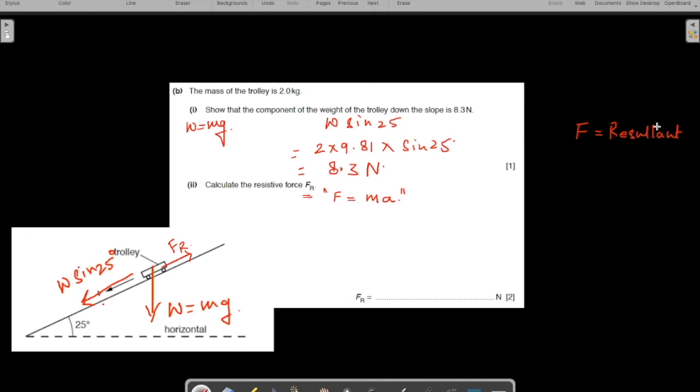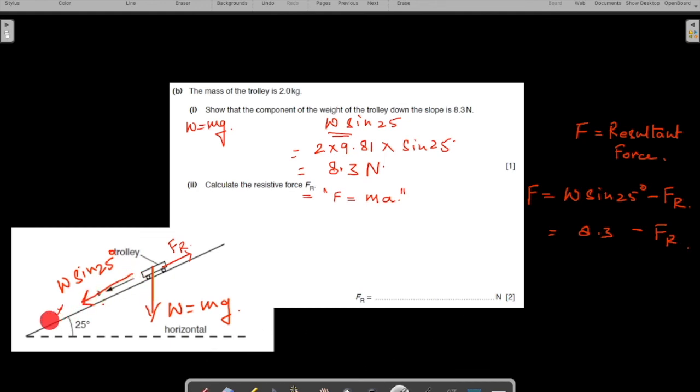This is something that I tell my students again and again. In the formula F is equal to ma, F is what? F is not any of the individual forces. It is the resultant of all the forces acting on the object. So what is the resultant force acting on this trolley? It is W sine 25, which is downwards, minus the resistive force. W sine 25 we have already calculated, which is 8.3 minus Fr.